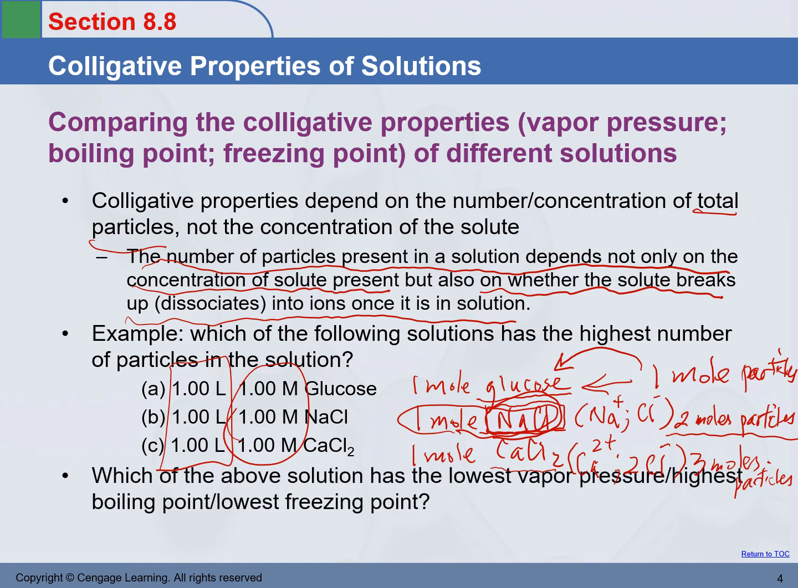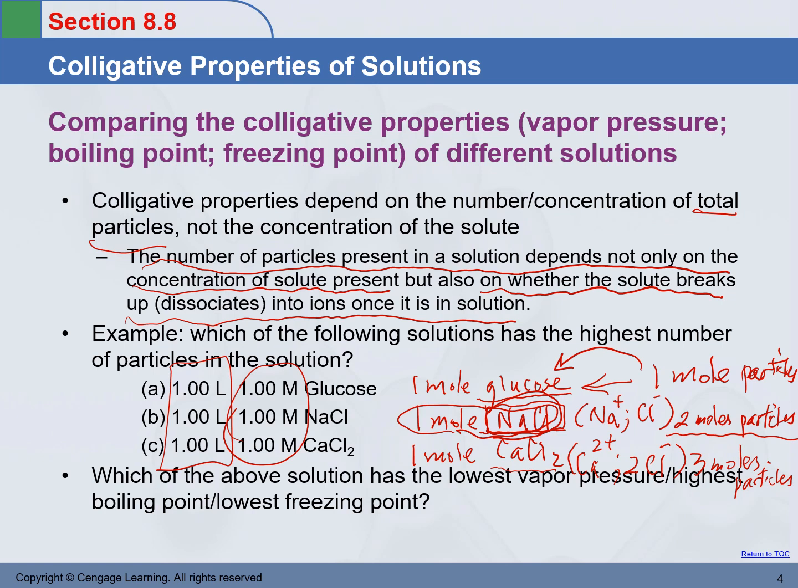Now here's another question. Which of the above solutions has the lowest vapor pressure, or the highest boiling point, or the lowest freezing point? All right, like I said, asking about vapor pressure, boiling point, or freezing point is the same question. This question is asking you which one has the strongest colligative property.